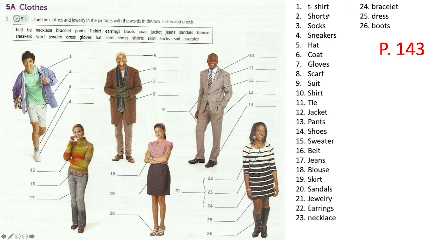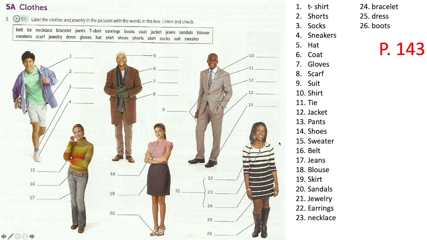All right, t-shirt, shorts, socks, sneakers, hat, coat, gloves, scarf, suit, shirt, tie, jacket, pants, shoes, sweater, belt, jeans, blouse, skirt, sandals, jewelry, earrings, necklace, bracelet, dress, and boots. If you notice here, every number is connected with a piece of clothing here.